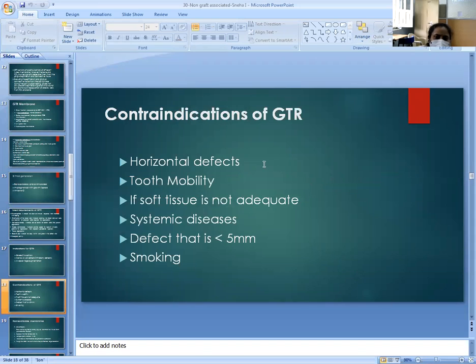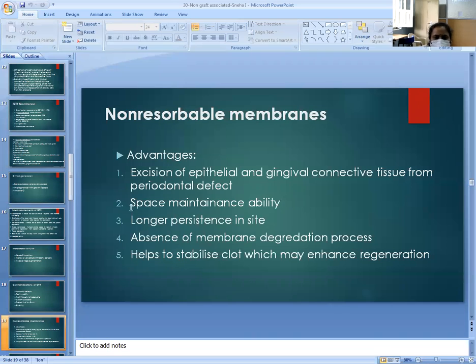Contraindications of GTR are horizontal defect, tooth mobility, inadequate soft tissue, systemic diseases, if the patient has a smoking habit, if the defect is lesser than 5 mm, or if a wider type of defect is there.